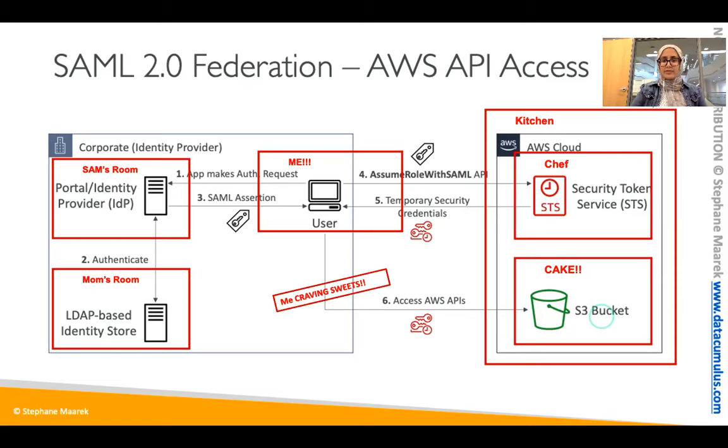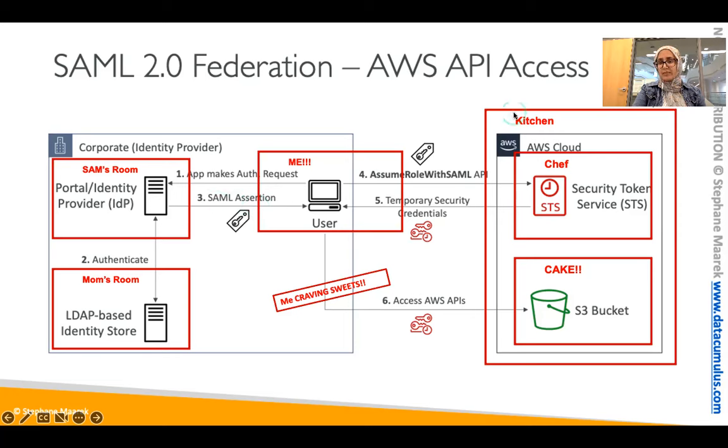So me sitting here, I'm really craving some sweet. There's a cake in the kitchen, but I know I cannot access it directly. So I first go to the SAM's room, which is SAML, the identity provider. They talk to my mom. Mom says yes, they can actually access the cake. And then I go back and take that token that Sam gave me, which is the SAML token.